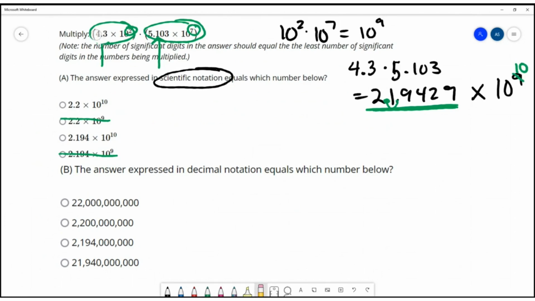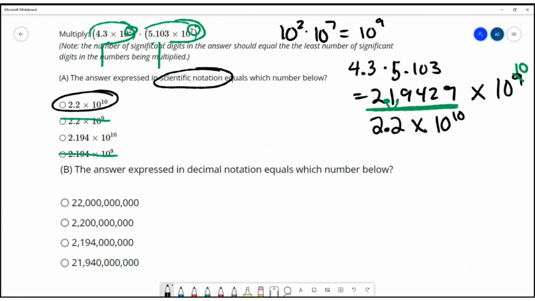So this number here has 2 significant digits, and this number has 4 significant digits. We cannot be more accurate than our least accurate number. So this is our least accurate number, and so our answer should only have that many significant digits as well. So our answer will only have 2 significant digits. So we round 2.19429 to 2.2 so that it only has those 2 significant digits. We have our correct answer of 2.2 times 10 to the 10.